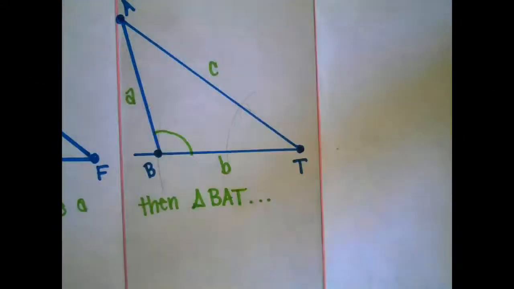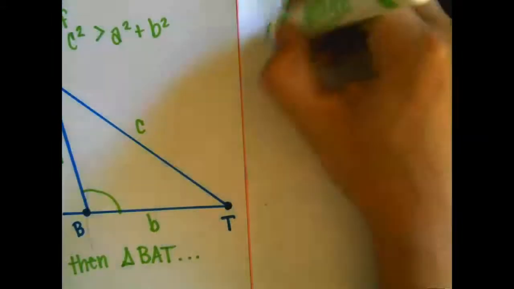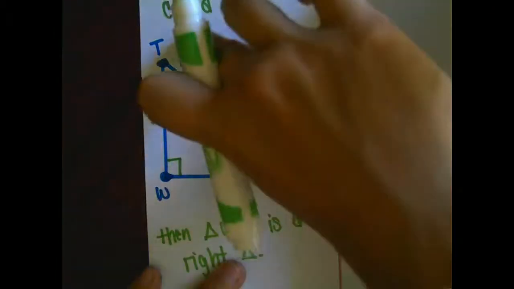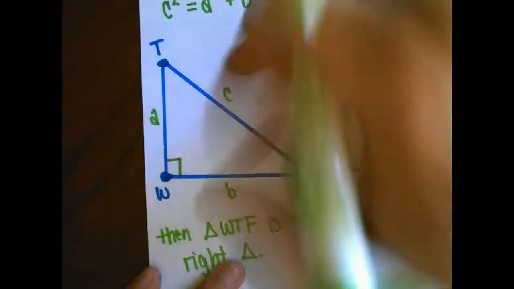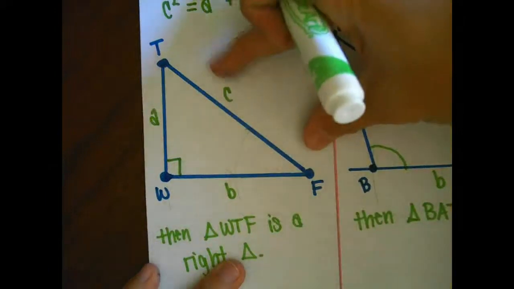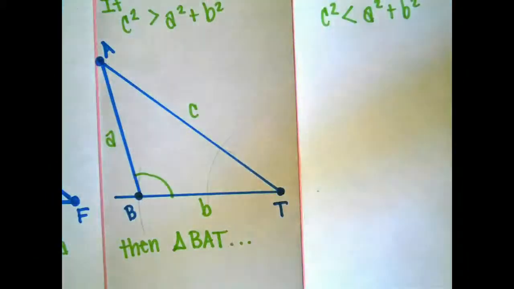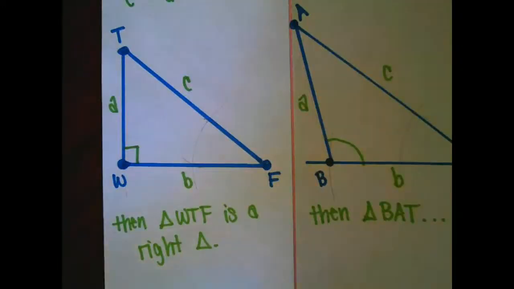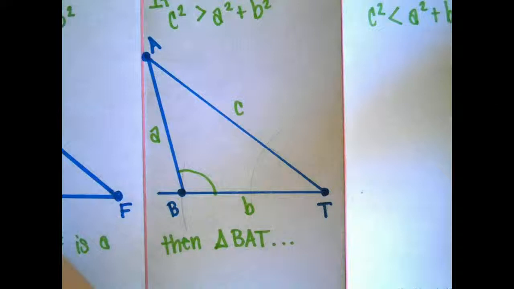Alright, for this last thing, you're going to do just the opposite. Everything about the triangle is going to be the same, except c squared is going to be smaller than a squared plus b squared. So you're going to take this side and make it shorter. Okay? So we'll start the same way. Actually, let me draw my segment first.